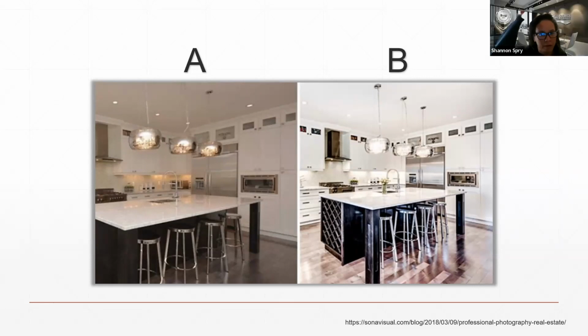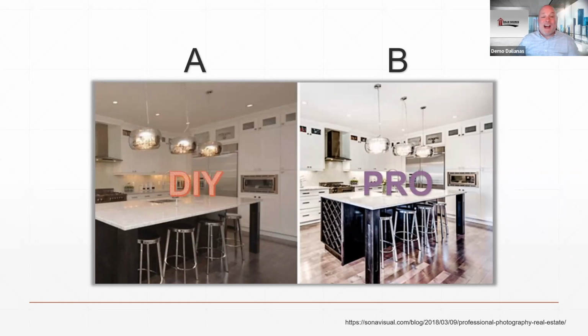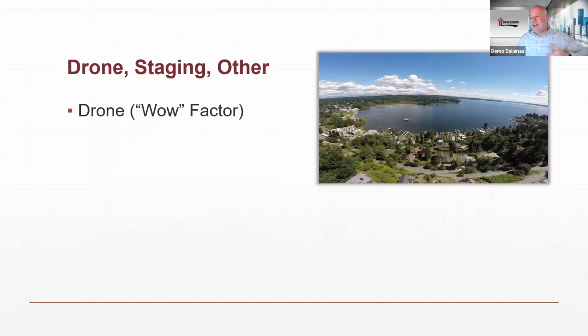But all right, so I think we answered the question. Number B is obviously the pro in this one, and A is the DIY, and that's an actual picture. Like, that's an actual situation. That's not just a photo that was then edited to make it look like a pro. That is the actual situation. So now we talk about drone staging, other things.